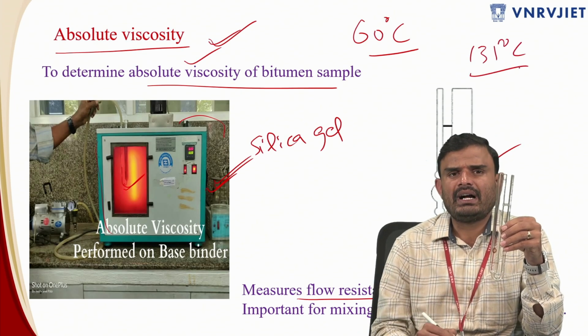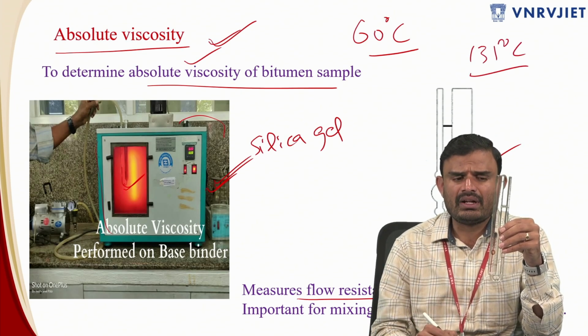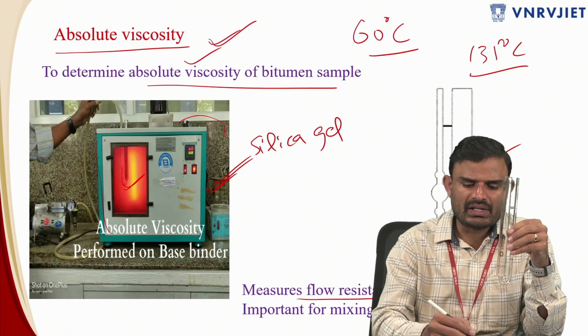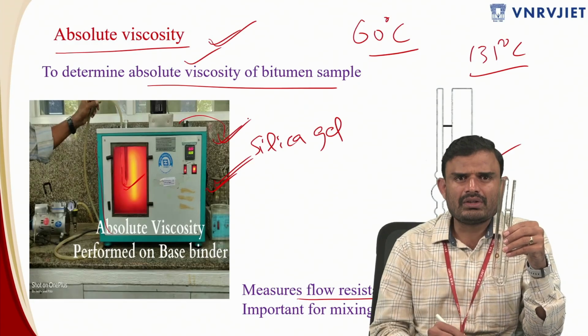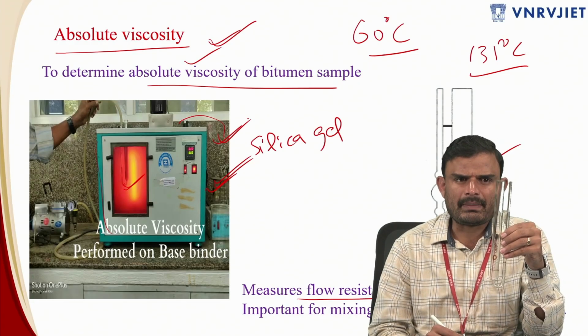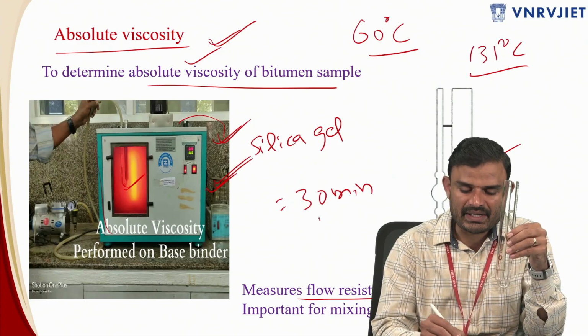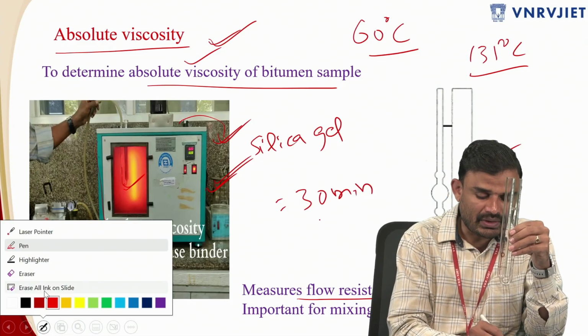to remove any air gaps that are present inside, for approximately 10 or 15 minutes. And then you have to transfer this entire viscometer into this viscosity measuring chamber. And then you have to condition it again for half an hour. So that is allowed to stay at this temperature for half an hour. So that is very important.